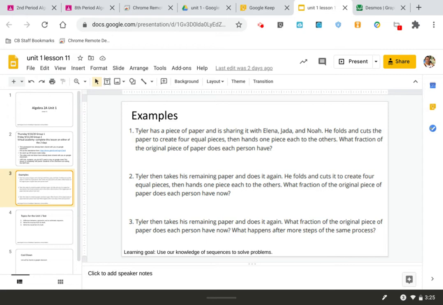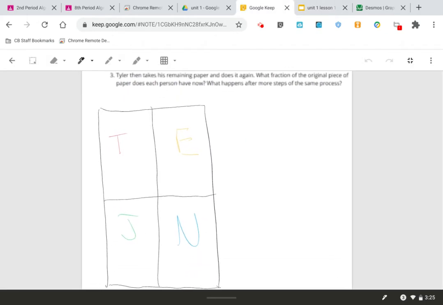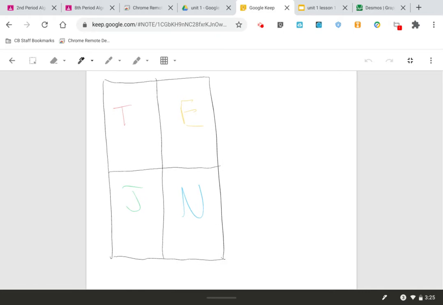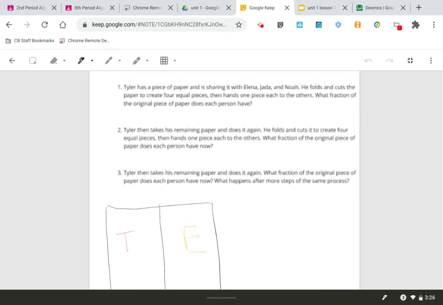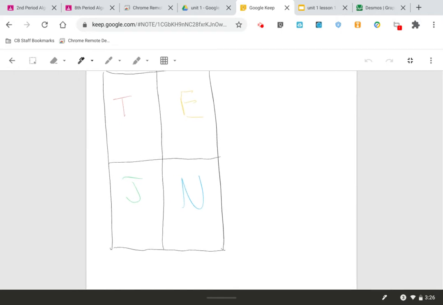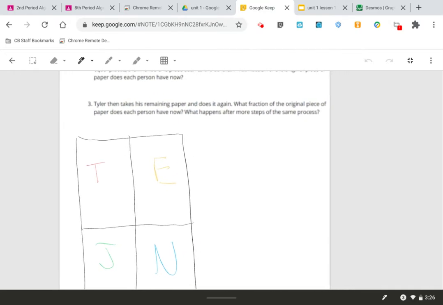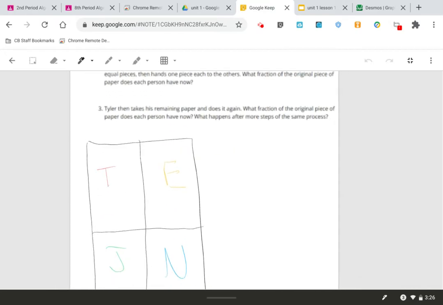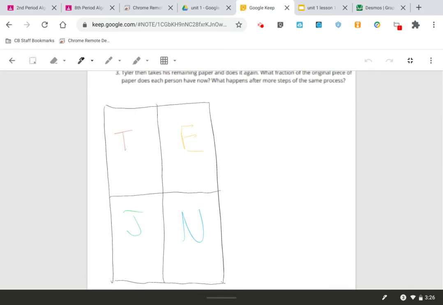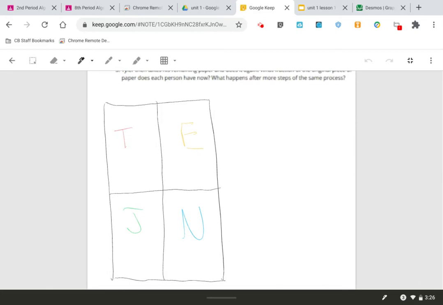So I always find it helpful to draw a diagram. So I drew a diagram of a rectangle. Okay, usually a piece of paper is rectangular in nature. All right, and it says that he cut it in 4 equal pieces. Okay, and he kept one for himself and then gave one of the 4 pieces to Elena, one to Jada, and one to Noah.